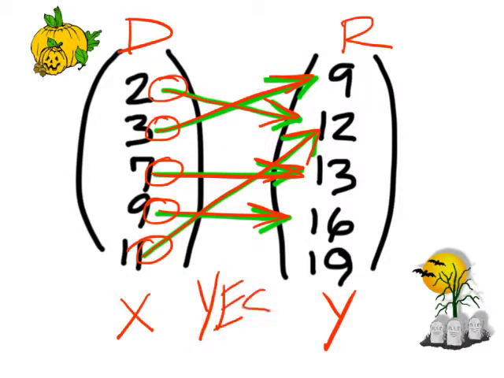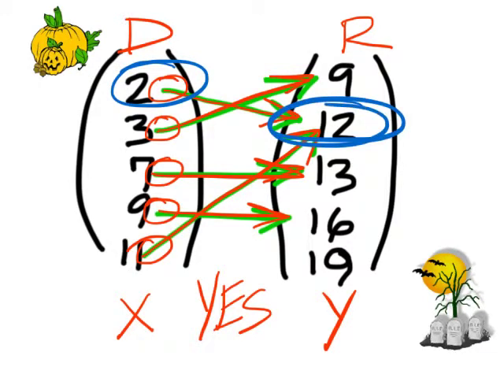Therefore, the answer is yes. This would be a function. Take note of this instance here. You have 2 pointing to 12. You also have 11 pointing to 12. That is possible because only one item is associated with each domain element.